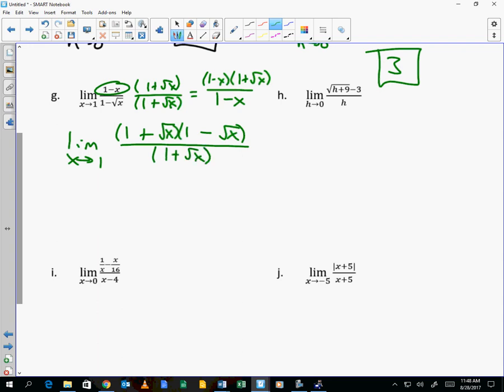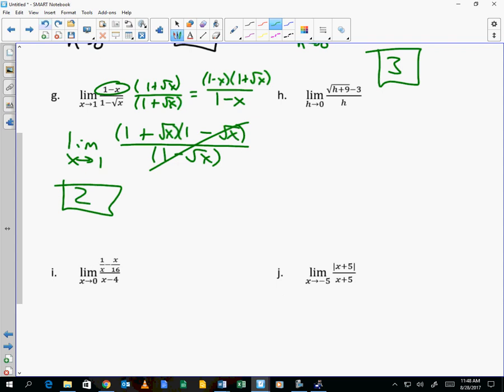So you can see in this situation, it's 1 minus the root of x in the denominator. Either way, you end up with 1 plus the root of x, and when you plug in the 1, you get 2.